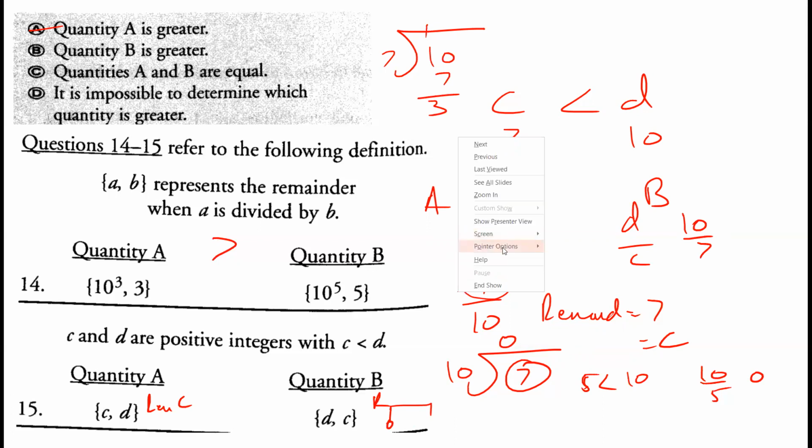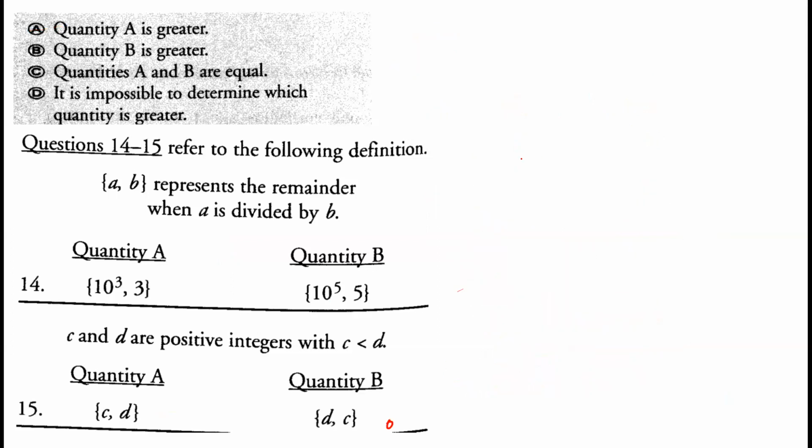So again, to explain this, if we have the numbers 10 and 7, one thing for sure, the remainder would be either 0 or it would be less than C, or 7. It would be less than 7. So the remainder would be either 0 or less than 7.